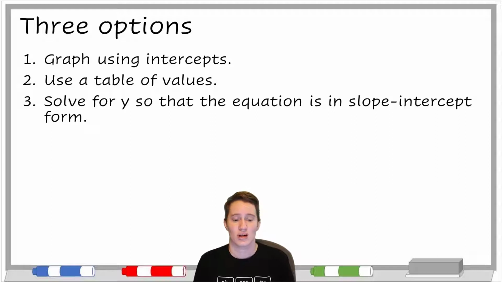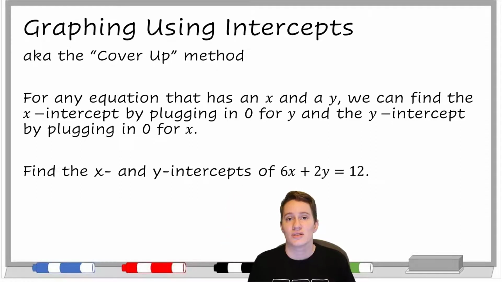Is first we're going to try graphing using intercepts, and then the second thing we're going to do is learn how to solve for y and then graph from slope-intercept form once we've solved for y. So here's how to graph using intercepts. Another way of saying it would be to call it the cover-up method.